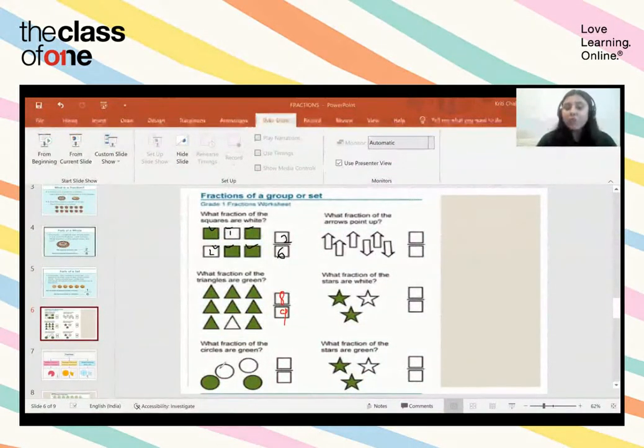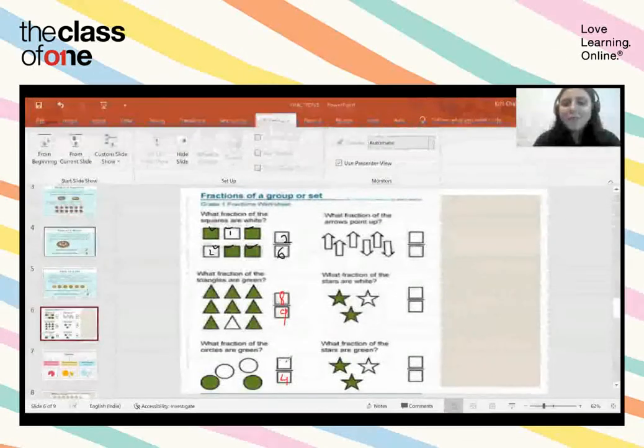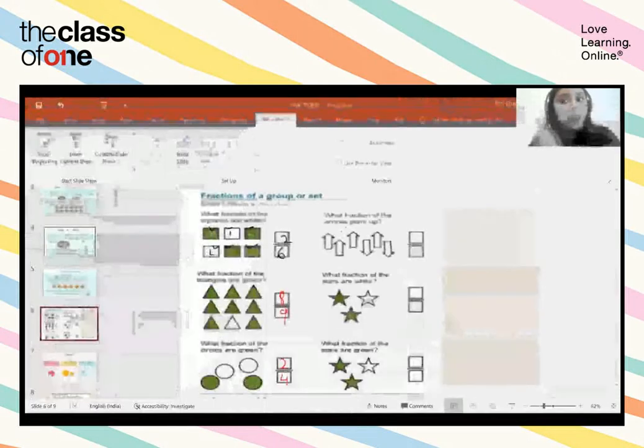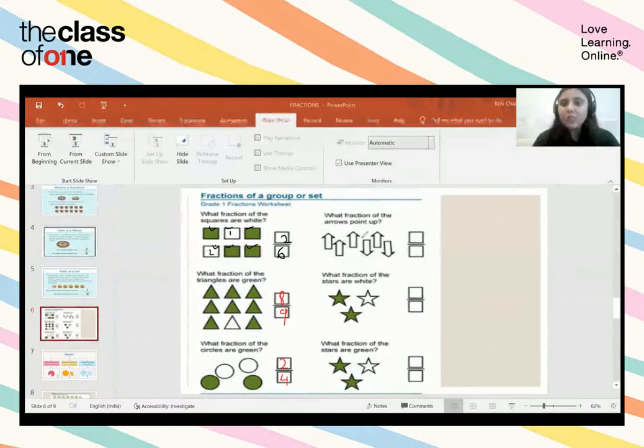Next, what fraction of the circles are green? First of all, we'll count how many circles there are in total. So we can see it is 4. And the circles which are green are, yes, 2. So the fraction becomes 2/4. Next, what fraction of the arrows point up? First, we will count how many total arrows there are. 1, 2, 3, 4, 5, 6. So it becomes 6. And how many are pointing up? Correct. 4. So the fraction becomes 4/6.